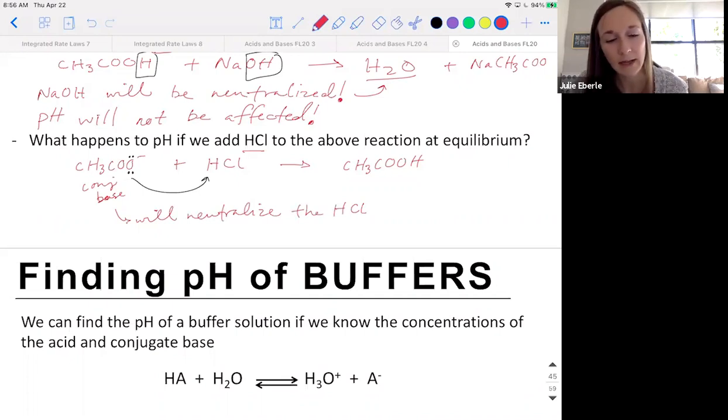So what's going to happen to pH? Will pH be affected? If we're neutralizing, HCl could drop pH a lot, but in a buffer it won't, because the buffer is going to neutralize it. Okay, so pH will not be affected.